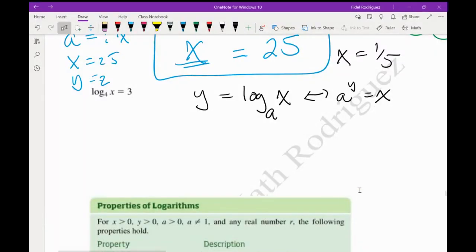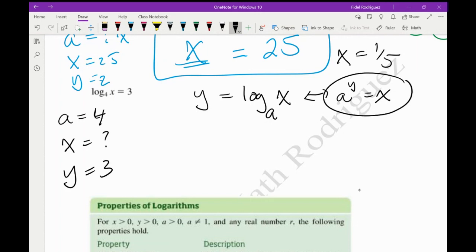All right. So again, I'm going to do a little stare and compare. My A in this case is the number 4. And my X is the part that I don't know. And my Y is the number 3.